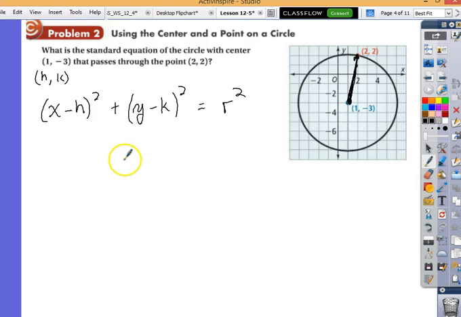All right, and I'm going to plug in what I know. I know X to be a value of 2 because I've got a point on here that's 2. Now that's not the only X, that's just the X for this particular part of the problem. And then I know H to be 1, and then I know Y to be another 2, and I know K to be a negative 3. The problem is I'm missing R.